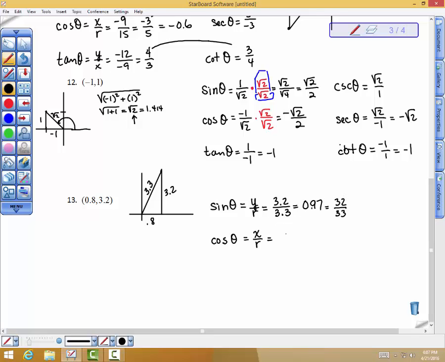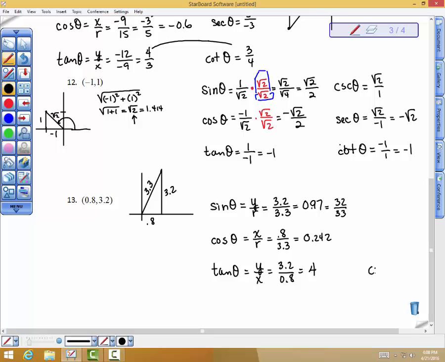The cosine is equal to x over r. I believe when you divide that on your calculator, you'll get 0.242. And tangent is defined as y divided by x, and y in this case is 3.2, x is 0.8. When you divide those two out, you get 4.